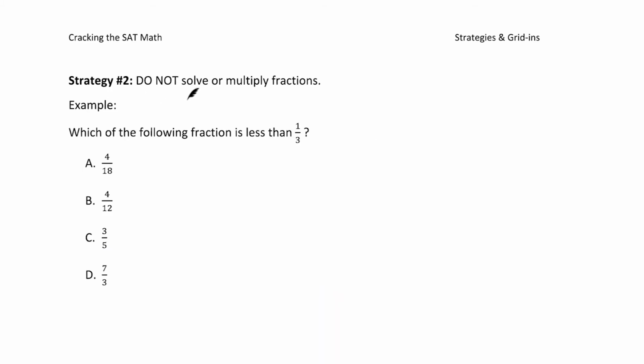The second strategy basically involves calculations. It states that you should not solve or multiply fractions. It's very simple. The purpose is to make sure that you save time. So whenever you have lengthy calculations, carry them along, especially when you have fractions. They will cancel out somewhere. You need to save every single second. Let me explain through a small example.